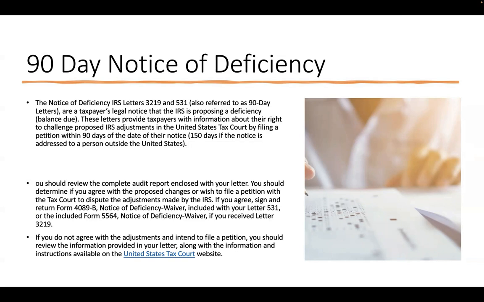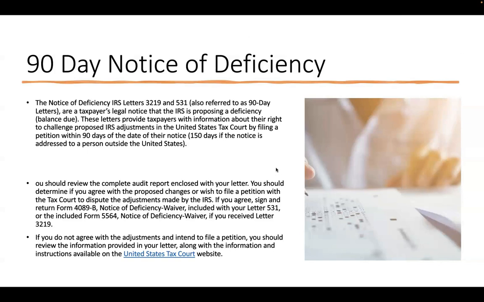So your notice of deficiency is your official letter from the IRS that says, hey, you owe this amount. This is your official notice that you owe this amount of money. They have 90 days to challenge the IRS's proposed adjustments in the United States Tax Court by filing a petition. Now, they do get 150 days if they are not currently in the United States. They do get that 150 days. So you just want to remember this.